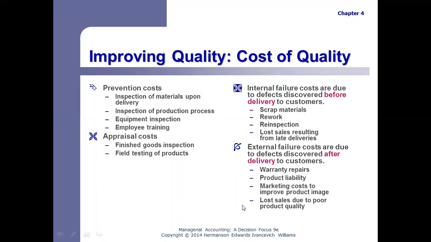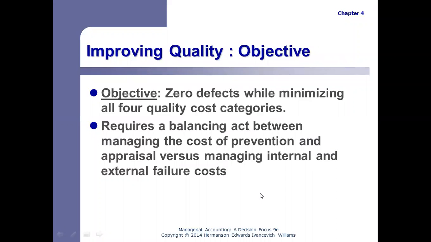Okay, so again, the main thing here is just to know the terminology. You can read this yourself. I guess one of the key things here is you have to balance the cost of preventing defects versus the failure costs. So you can make your process fail-proof, but then it'll cost you a lot of money to do that. So there's a balancing act.